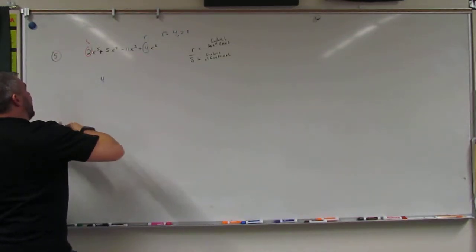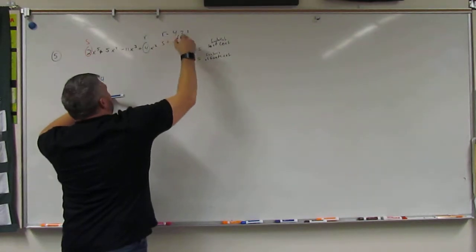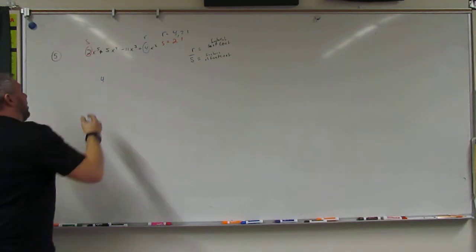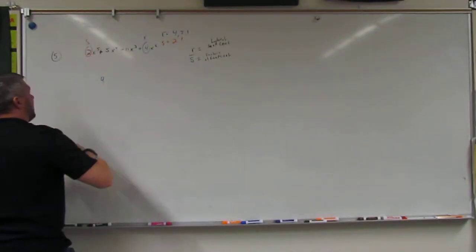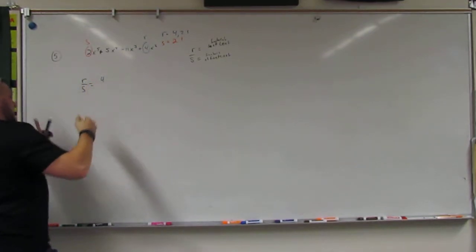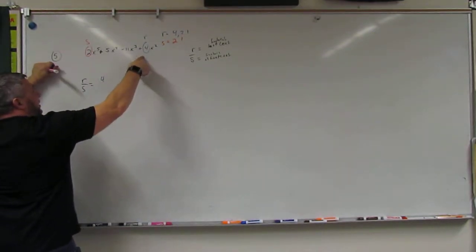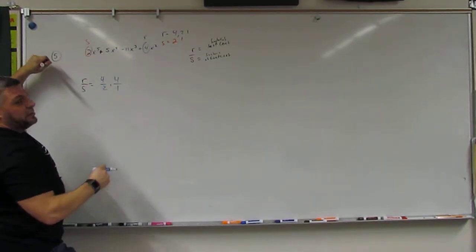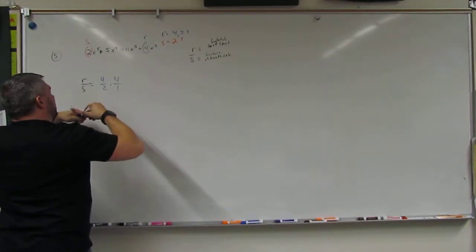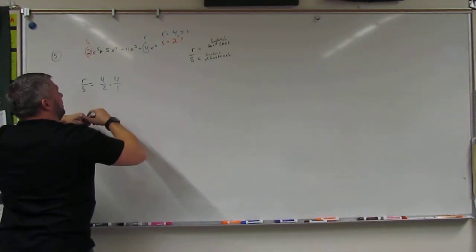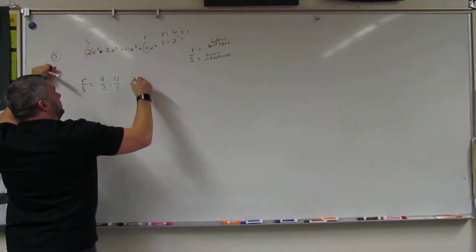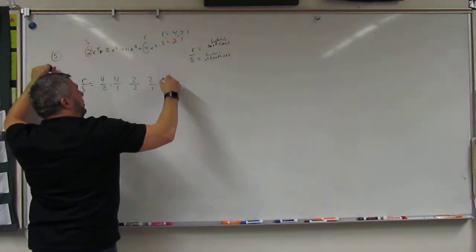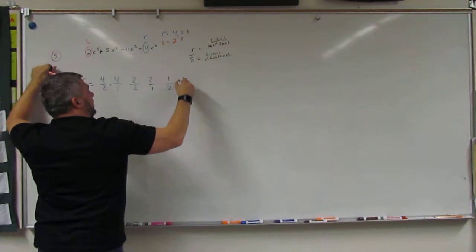Now my factor of S is pretty simple. It's just 2 and 1. Does that make sense? So basically, my R over S is going to equal either 4 over 2 or 4 over 1. Okay? And then it could also equal 2 over 2, or 2 over 1, or 1 over 2, or 1 over 1.